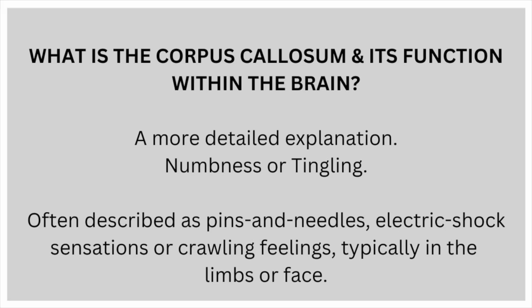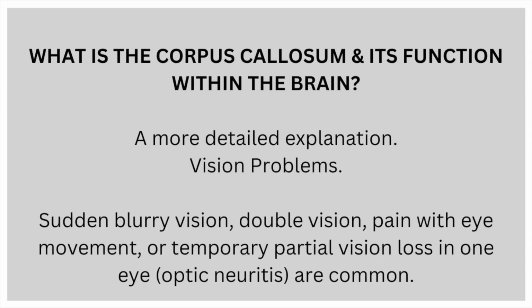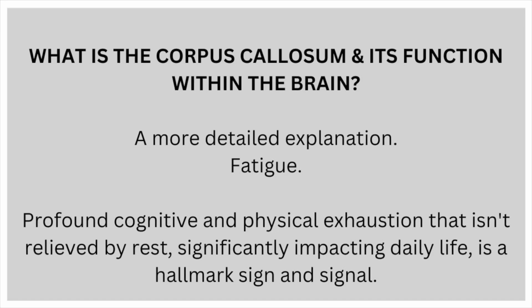A more detailed explanation: numbness or tingling, often described as pins and needles, electric shock sensations, or crawling feelings, typically in the limbs or face. Vision problems: sudden blurry vision, double vision, pain with eye movements, or temporary partial vision loss in one eye are common. Vision loss in one eye is optic neuritis. Fatigue: profound cognitive and physical exhaustion that isn't relieved by rest, significantly impacting daily life, is a hallmark sign and signal.